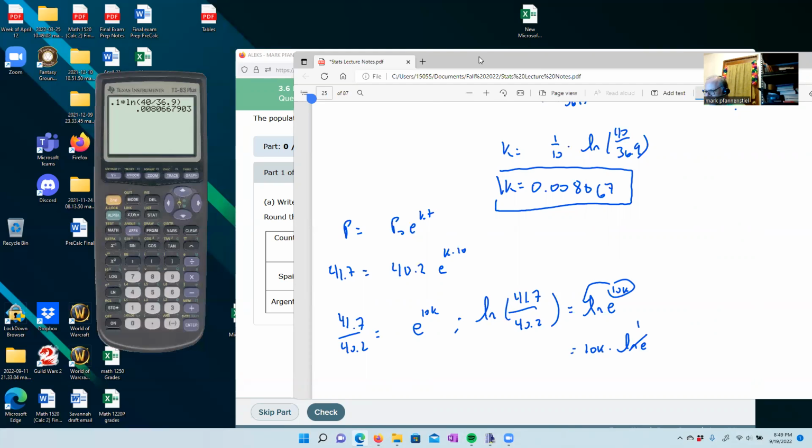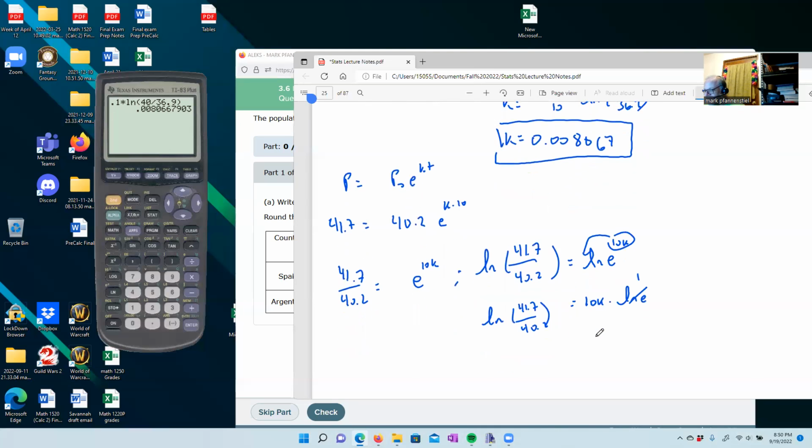That is equal to the natural log of 41.7 over 40.2 million people. We're going to divide both sides by 10. So we have 1/10, which is the same as 0.1, times the natural log of 42.7 over 40.2. That's going to be our K. So we're just going to go to our calculators now.